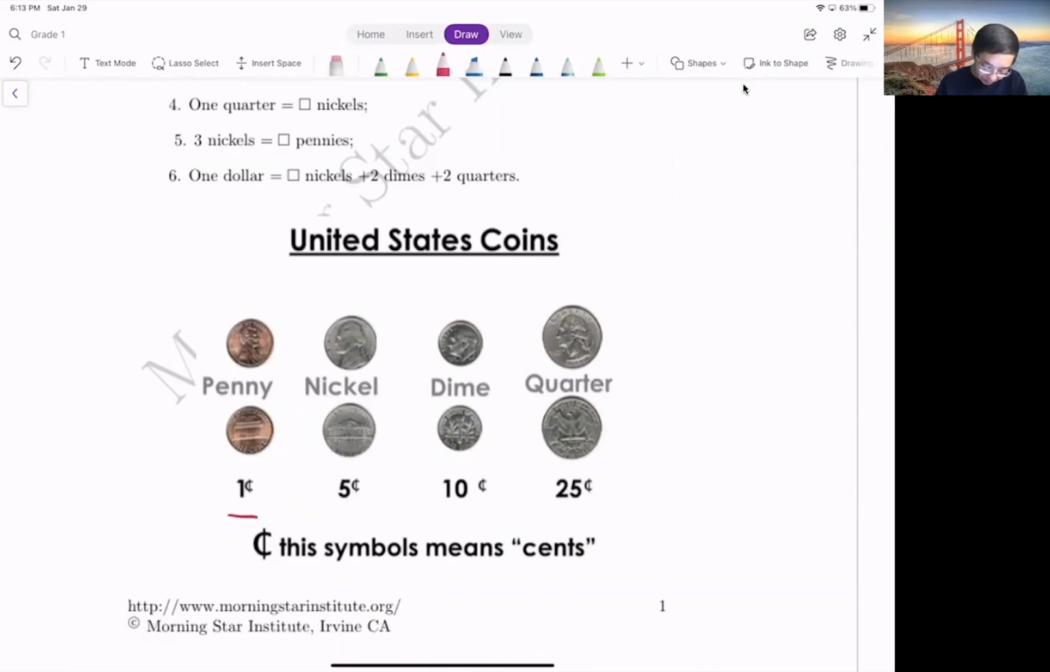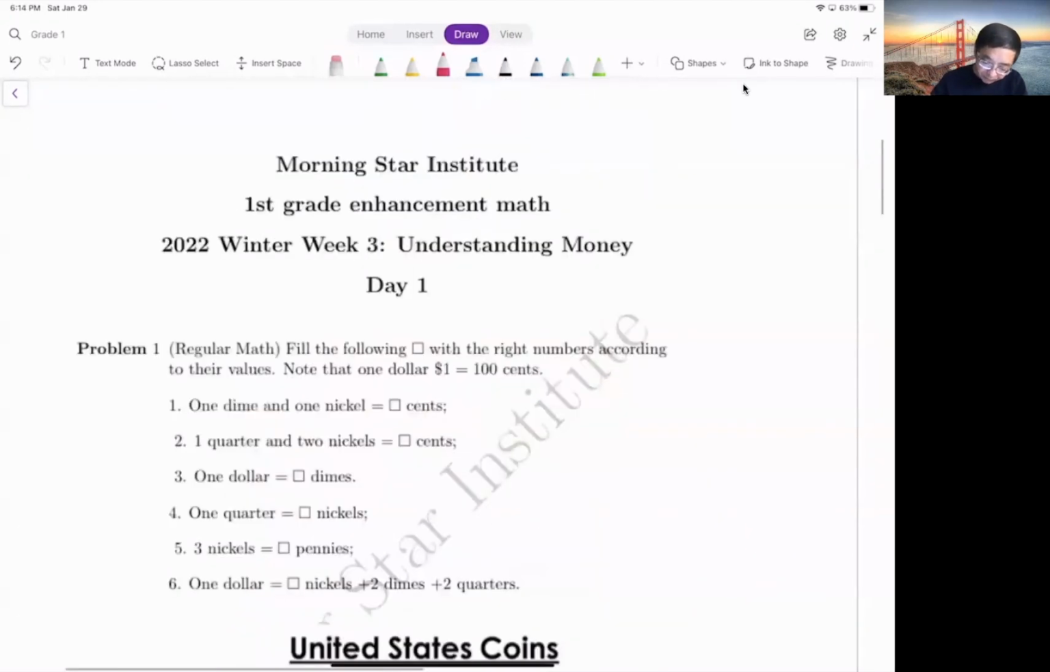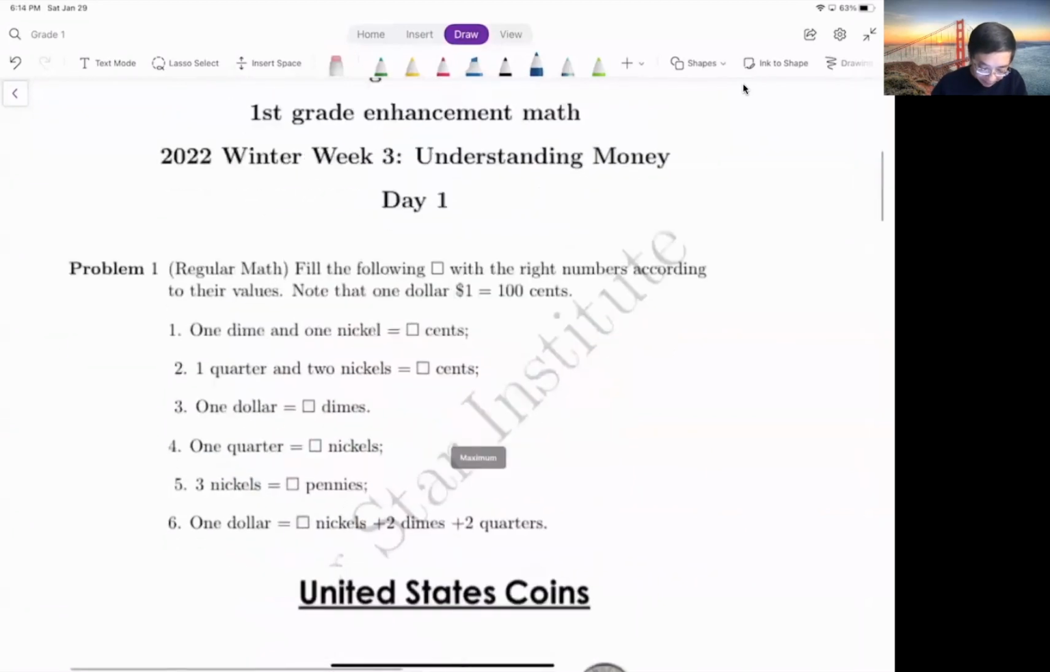Okay, so the smallest one is 1 cent, which we call a penny, and then we have nickel that is 5 cents, and then with dime that's 10 cents, and then we have quarter, which is 25 cents. This is the symbol that's often used to represent cents, and we use this one to represent dollar. Okay, all right. Now, let's look at the question.